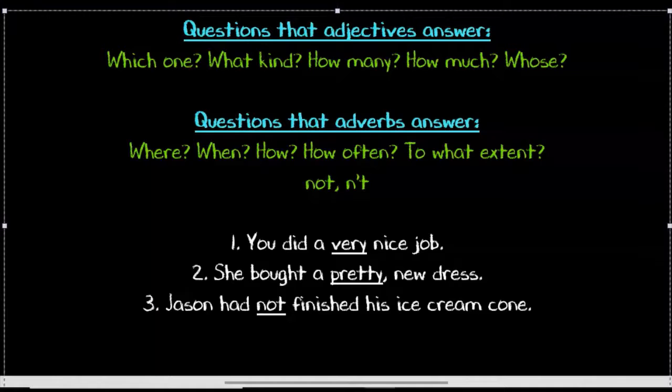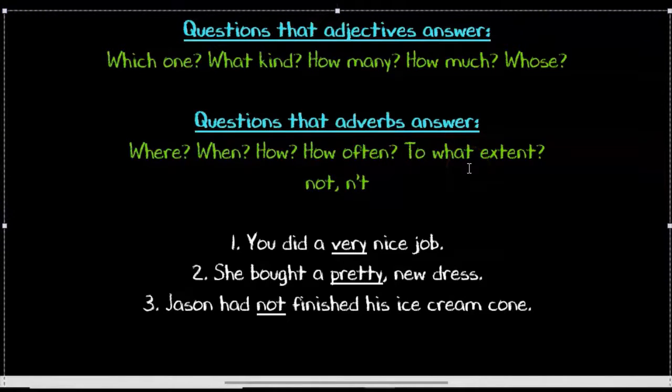All right. So on page 190, we are talking about distinguishing adjectives from adverbs. Now, it's going to be very helpful to keep in mind the questions that adjectives and adverbs answer. So let's take a look at the questions that adjectives answer. Those are which one, what kind, how many, how much, and whose. And then the questions that adverbs answer are where, when, how often, and to what extent.